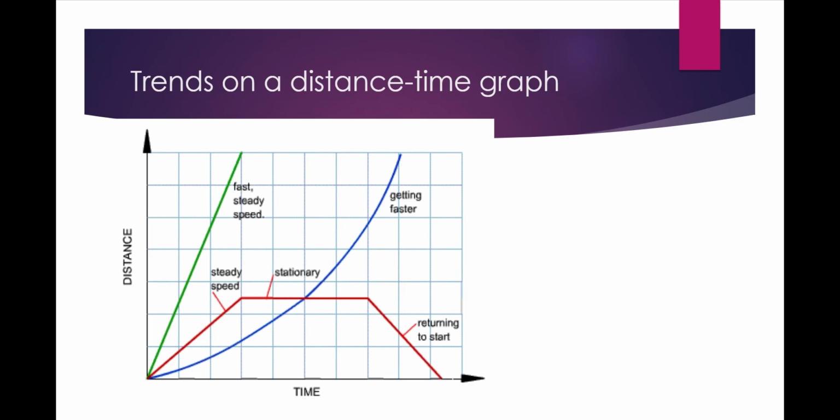So I'll give you an example here. We see the green line, that's a fast, steady speed. There may be times when you see the red line where we have a steady speed. When it's flat and horizontal on a distance time graph, that means it is stationary or stopped, because you can see time is passing, but distance is not changing. And then we have it returning to the start, slowing back down to zero from its speed. And then the blue one, this is it gradually getting faster. Not a constant speed, but gradually getting faster.